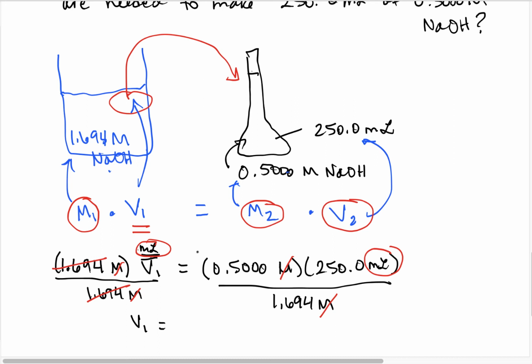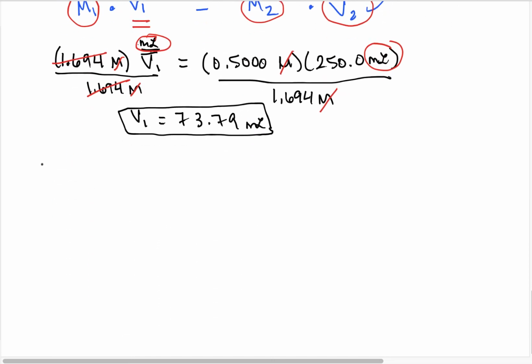Okay, so if I solve this, I will get 73.79 milliliters of my stock solution that I can use then to make my 250 milliliters of 0.5 molar sodium hydroxide. All right, let's try another practice problem.